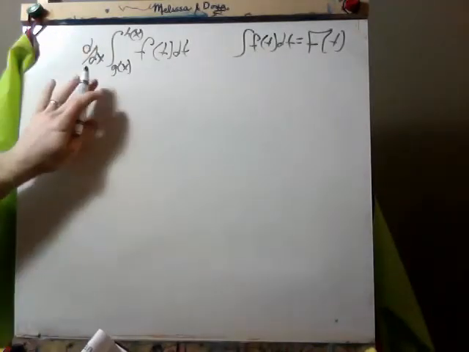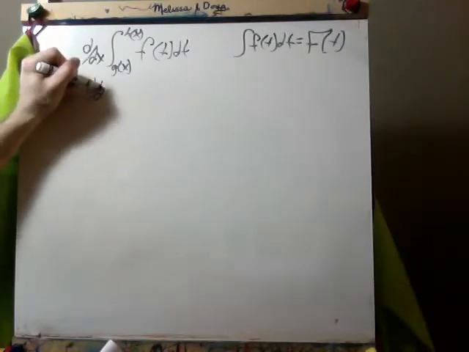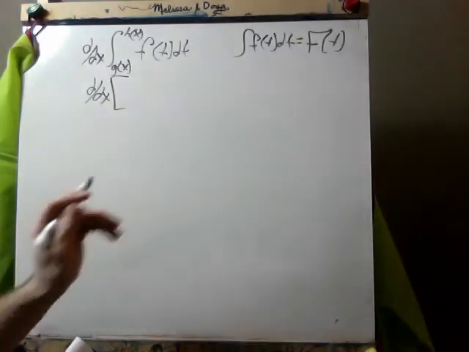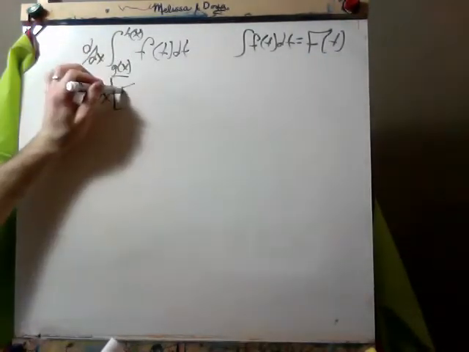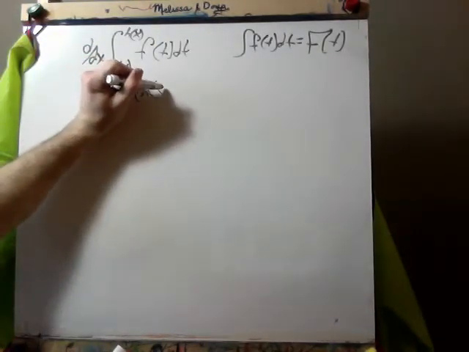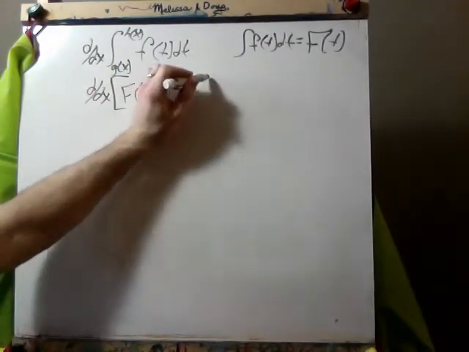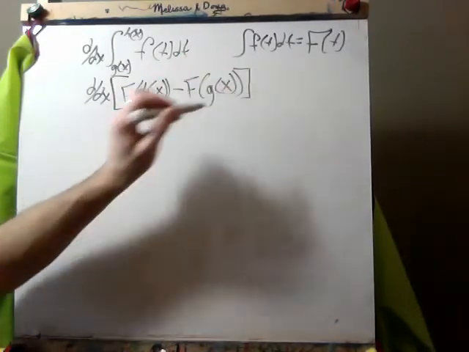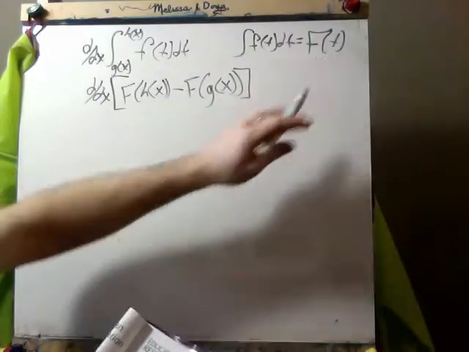So now when I'm looking at this, I'm going to go ahead and treat this as an antiderivative first, doing the inside, just in light of this right here. So that means I've got my big F evaluated at h of x, right? And then minus big F evaluated at g of x. Okay, that part, that's just based off of this idea.